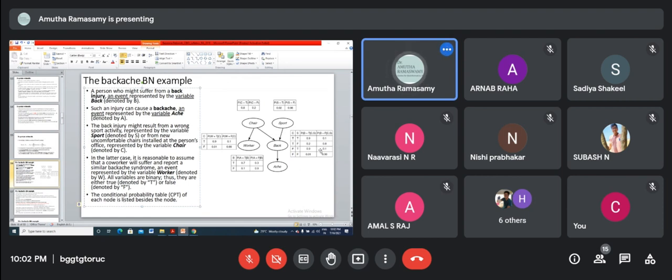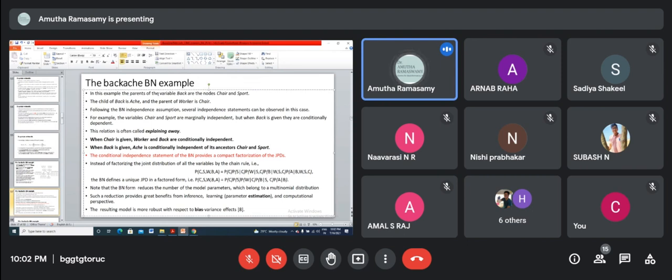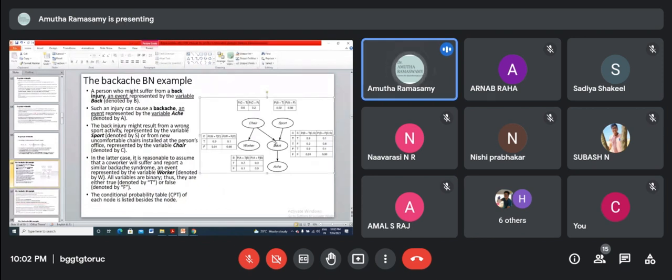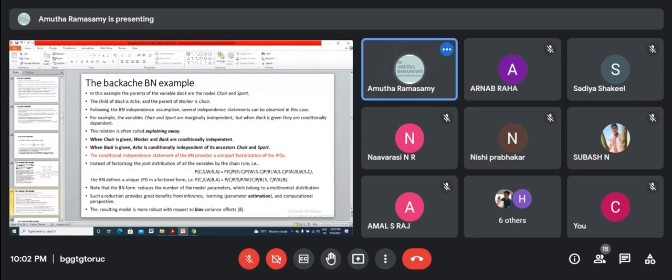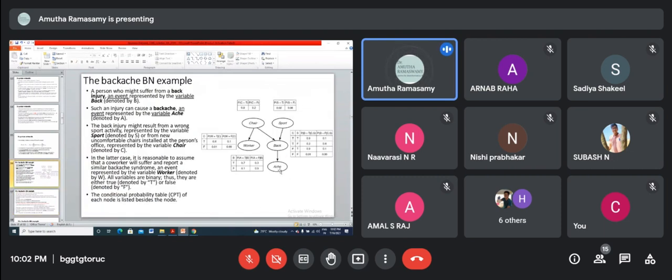Here we have a conditional probability, because if this exists, what is the other one? So it is a conditional one. Now, in this example, the parents of the variable back are two things. If I ask who are the parents of back, one is the chair, the other one is the sport. The child of back is ache. So ache is a child of back.